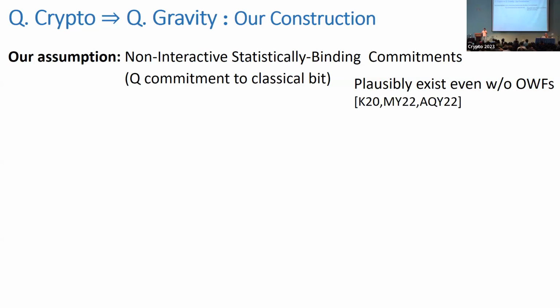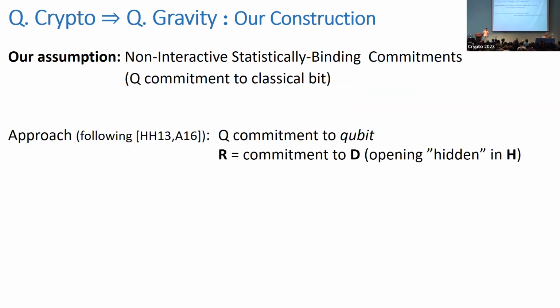So these are quantum commitments, but they're committing to classical bits. And again, these plausibly exist even without one-way functions. And we want to create a hard instance for the radiation decoding problem. So what do we do?